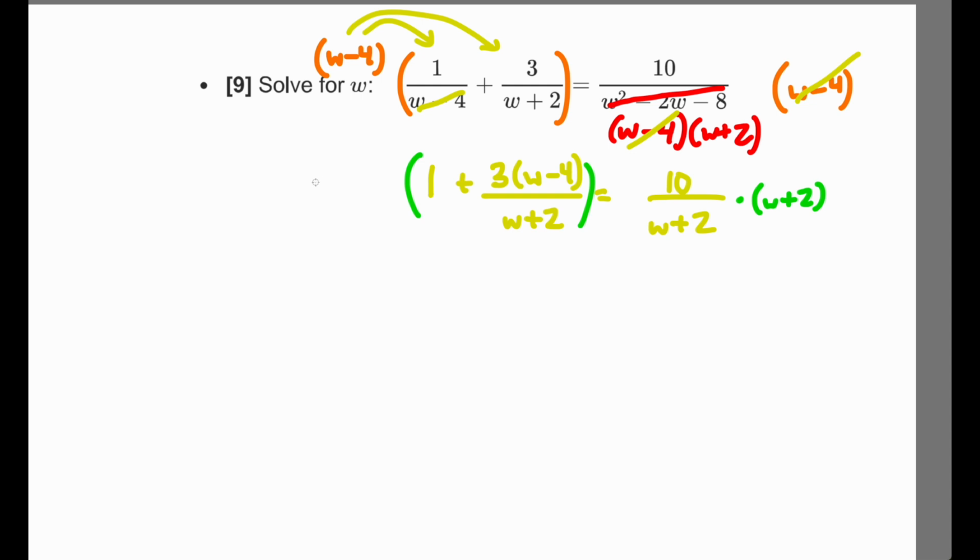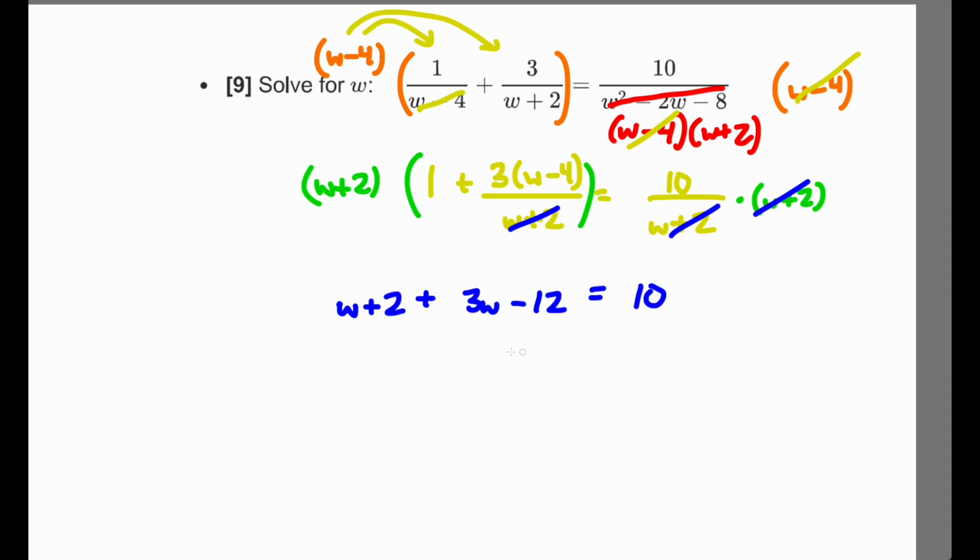Again, distribute the w plus 2 to the 1, you're going to get w plus 2. Distribute it to this one, it's going to cancel, so you're left with 3w minus 12. I'm just going to distribute that. This cancels with this, and you have 10. So now that blue equation right there is awesome because it's linear, easy to solve.